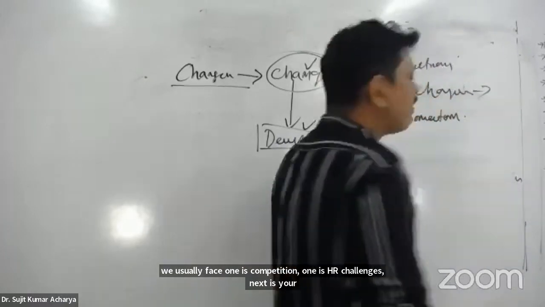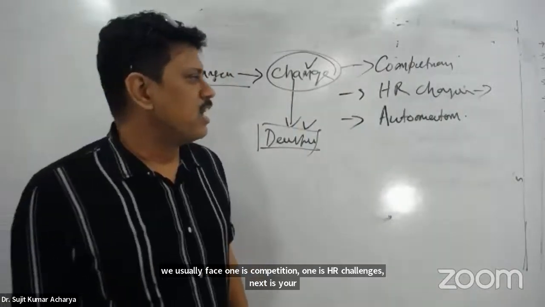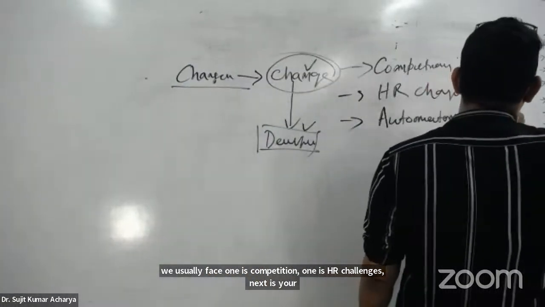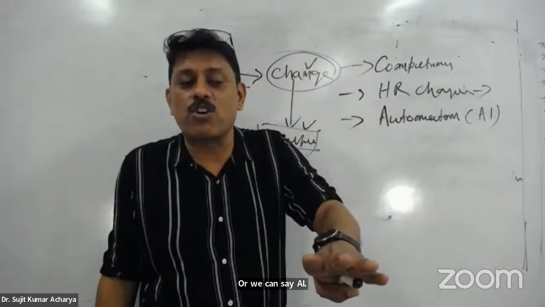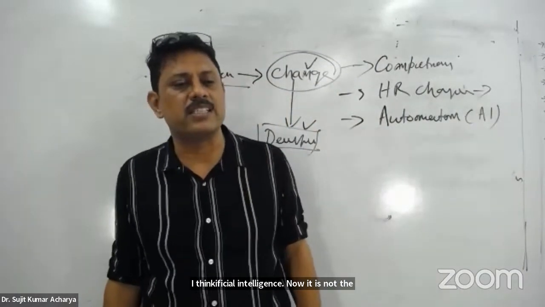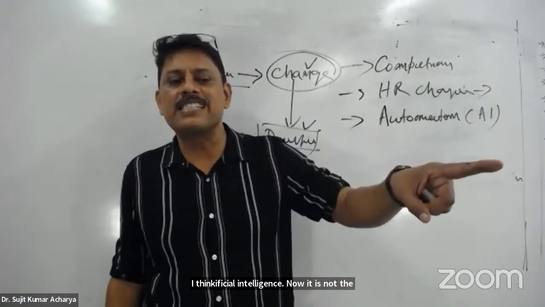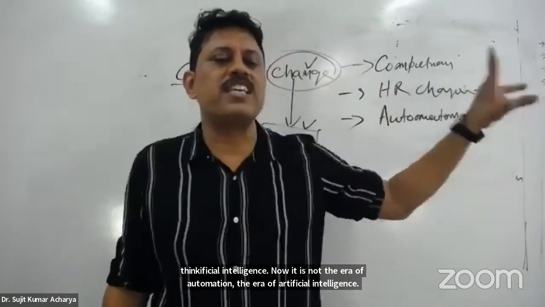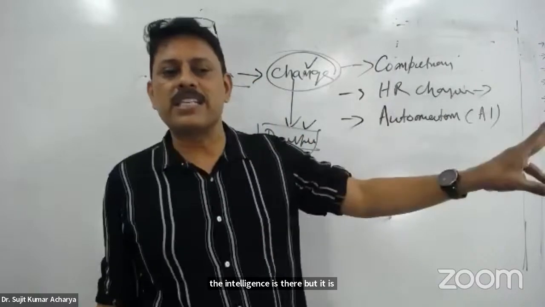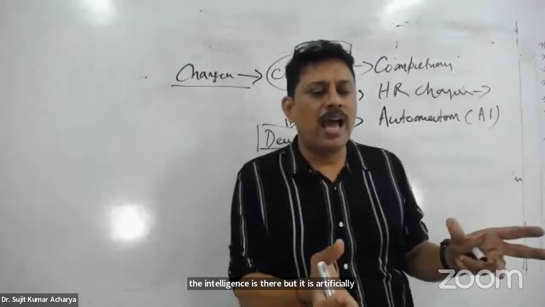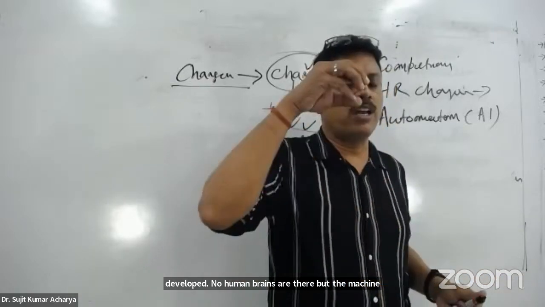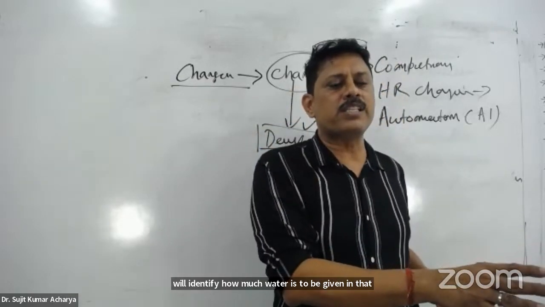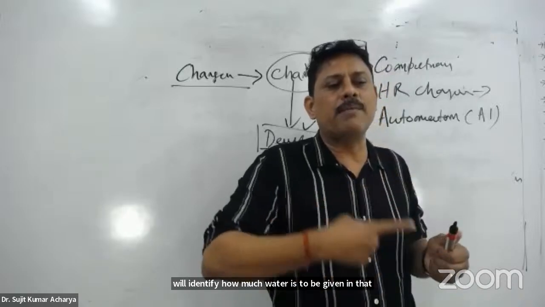what I have written, automation, or we can say AI, artificial intelligence. Now it is not the era of automation, it is the era of artificial intelligence. The intelligence is there, but it is artificially developed. No human brain is there, but the machine will identify how much water is to be given, how many ingredients are to be given. Automatically the machine will read.